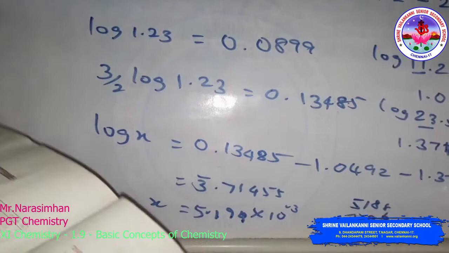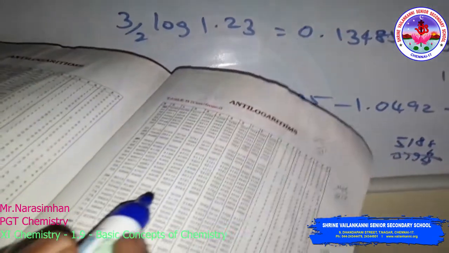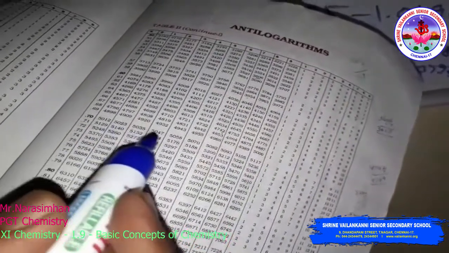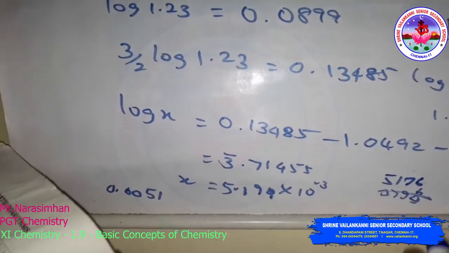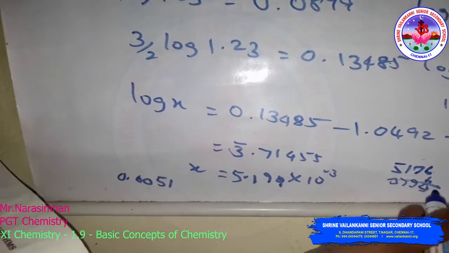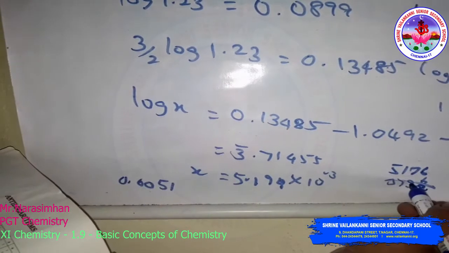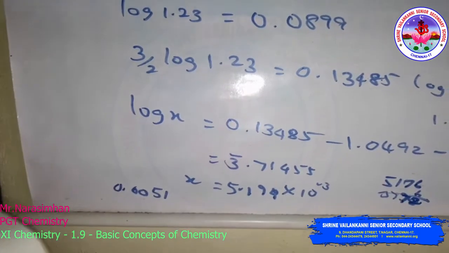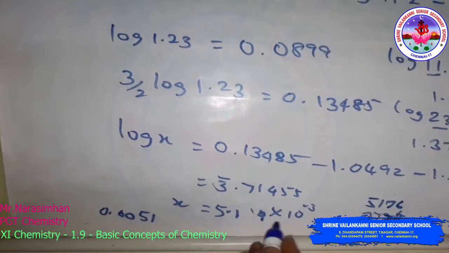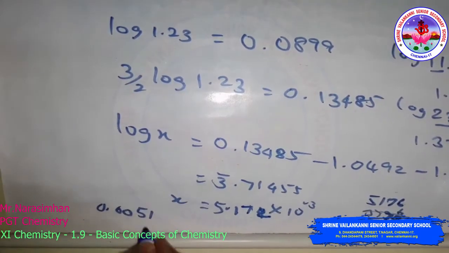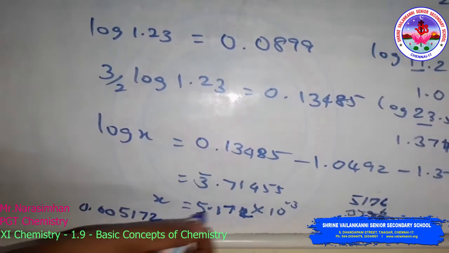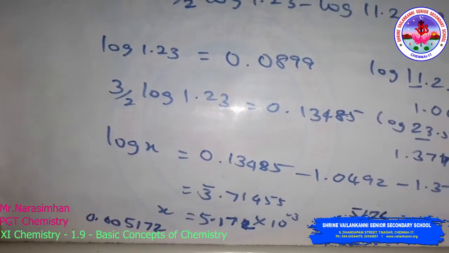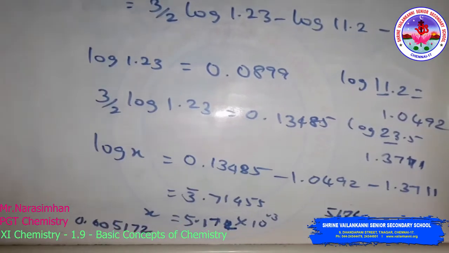anti-log of 71 4, sorry student, 71 4 is 5176, not 5188, 5176, and the mean difference is 6. So here 6272, so 5172, that means 5172. This is the value. You can write like this or this. So this is the method of using logarithm calculations.